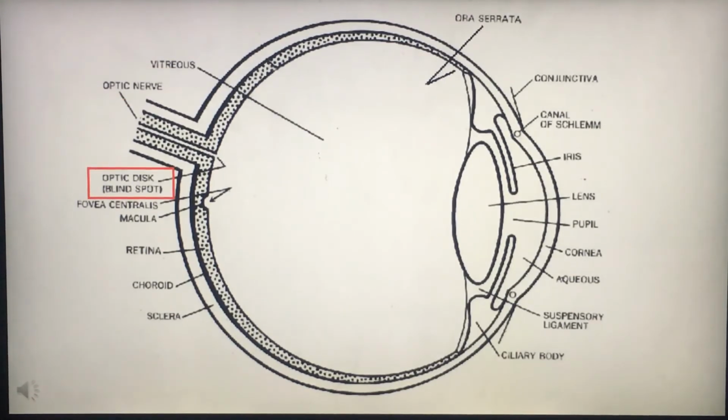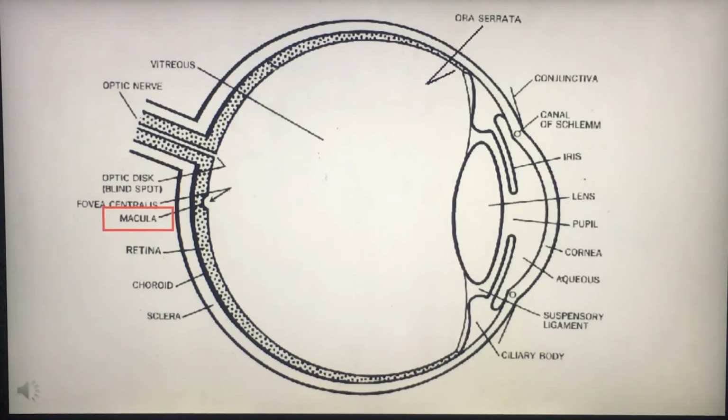The optic disc, also known as the blind spot, is the head of the optic nerve where ganglion cell axons exit the eye. There are no photoreceptors at the optic disc, which is why this is the anatomical blind spot of the eye.